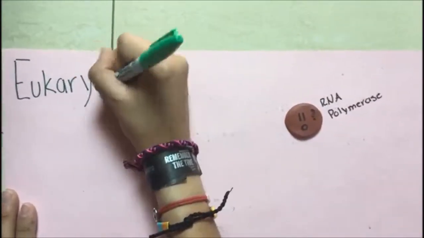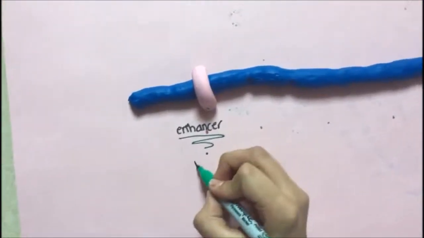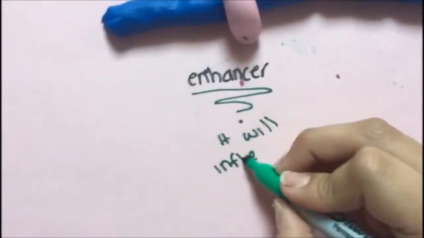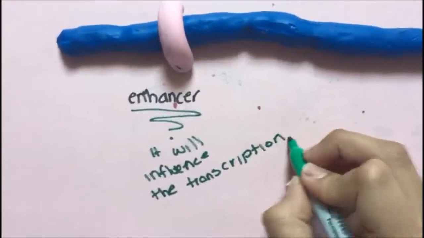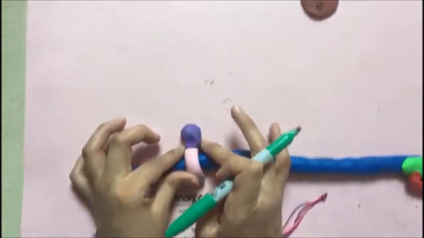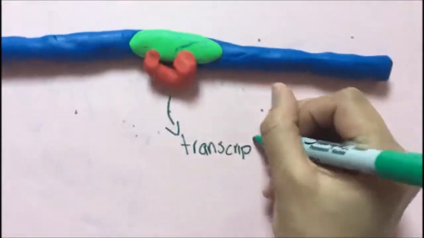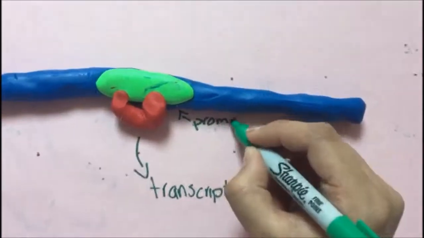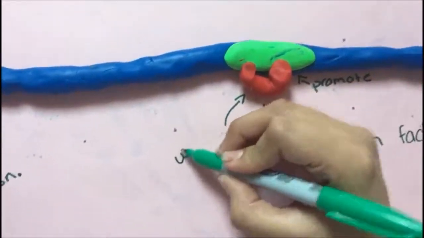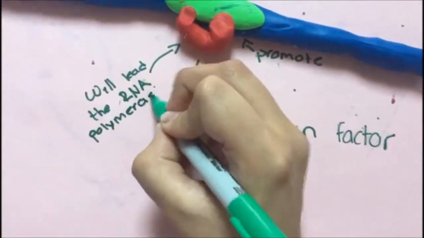In a eukaryotic gene, we also have enhancers, which will influence the transcription process. It also includes transcription factors, which are regulatory proteins that interact with promoters, enhancers, and RNA polymerase. To regulate transcription in eukaryotic genes, activators usually bind to the enhancers, and other transcription factors bind to the promoter. These transcription factors help the RNA polymerase get in the right position to start working.